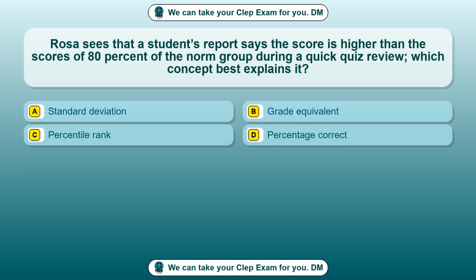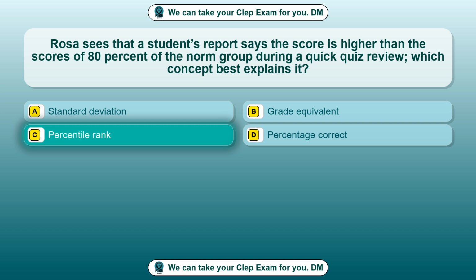Question 95. Rosa sees that a student's report says the score is higher than the scores of 80% of the norm group during a quick quiz review. Which concept best explains it? Option A, standard deviation. Option B, grade equivalent. Option C, percentile rank. Option D, percentage correct. The correct answer is option C, percentile rank.